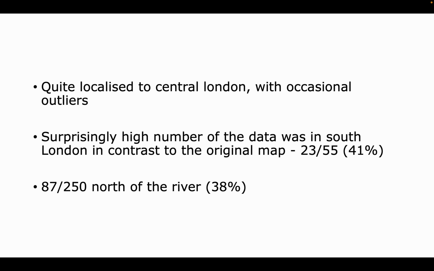Obviously a majority of stations are set in central London, and it also makes sense that people going on the underground would likely be going into town, for example, so having associations there. Quite a lot more of the data I expected was in South London in contrast to the original map. So 23 out of the 55 South London stations had associations with them, which I think is kind of great. 87 out of 250 was north of the river, which was 38%.